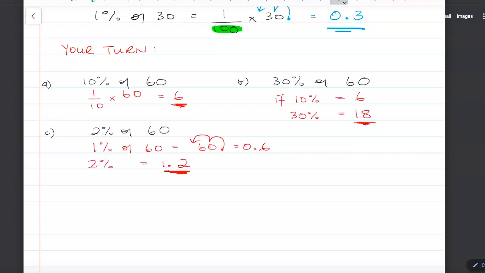Checking our answers. 10% of 60, getting that decimal point, it's 1/10, so we want to divide by 10, so it is going to be 6. If 10% is worth 6, then 30% would simply be 3 lots of that 6, which will be 18. So if we want to find 2% of 60, let's find 1% first, which is dividing by 100, which gets us 0.6. So 2% would be 2 lots of 0.6, which will be 1.2.